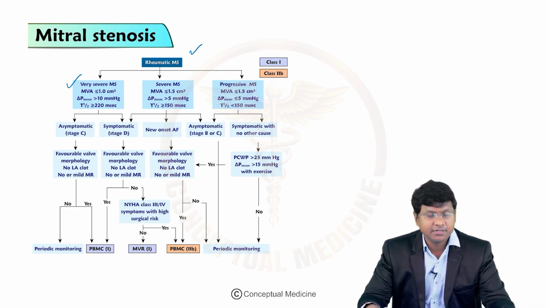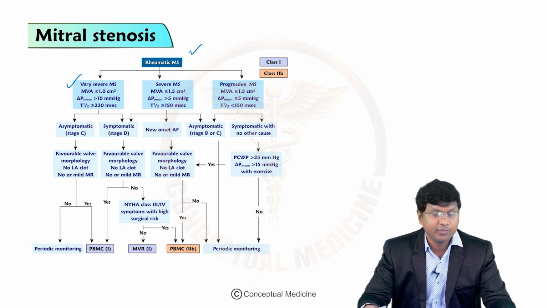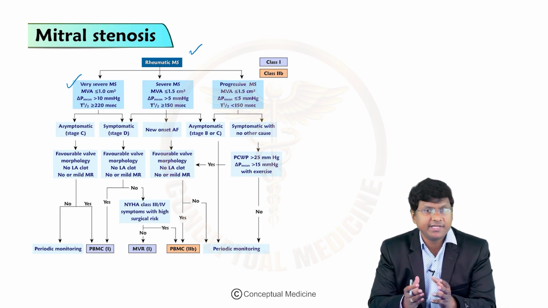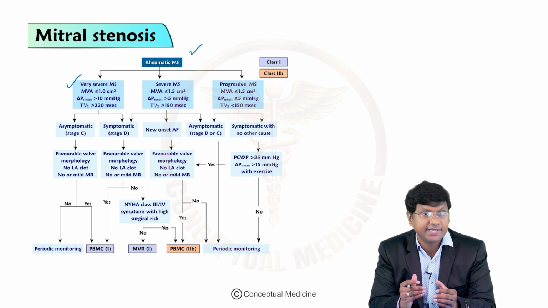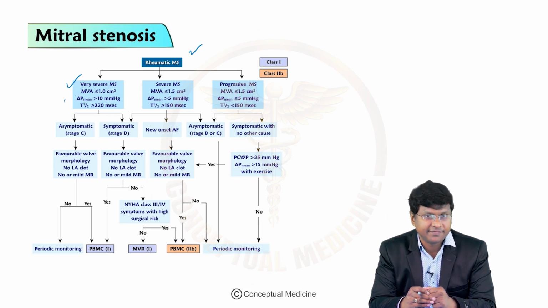Right, so this is a table which has been released recently, wherein very severe is considered as less than 1 centimeter square. Okay, right, so to avoid the confusion, let me tell you, severe mitral stenosis means it should be less than 1 centimeter square. Okay, and not only the valve area we take into criteria, we also take the gradient as well as the T half. What is that?